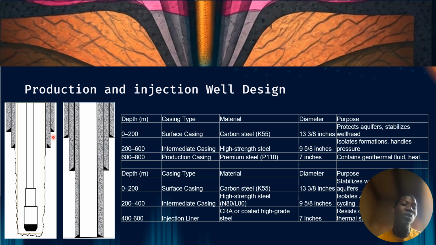This is a schematic showing how we want our well for both injector and producer. And this is the well identification, where you look to see why we select this kind of well: to protect our aquifer, isolate, and contain geothermal fluid, and the purpose of everything.